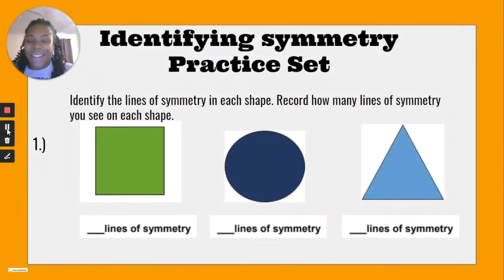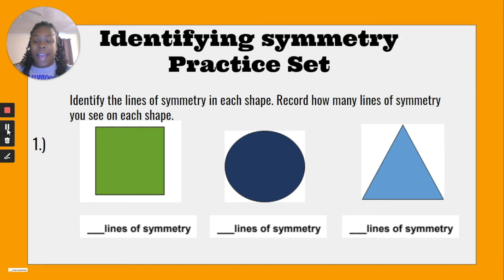Welcome back, second graders. Now it is time for us to complete our practice set. There are 3 questions. I need you to grab a paper and pencil so we can get started. I will read each question to you, and you will have to pause the video to answer the question. After the 3rd question, we will go over all of the answers. Are you ready? Let's begin.